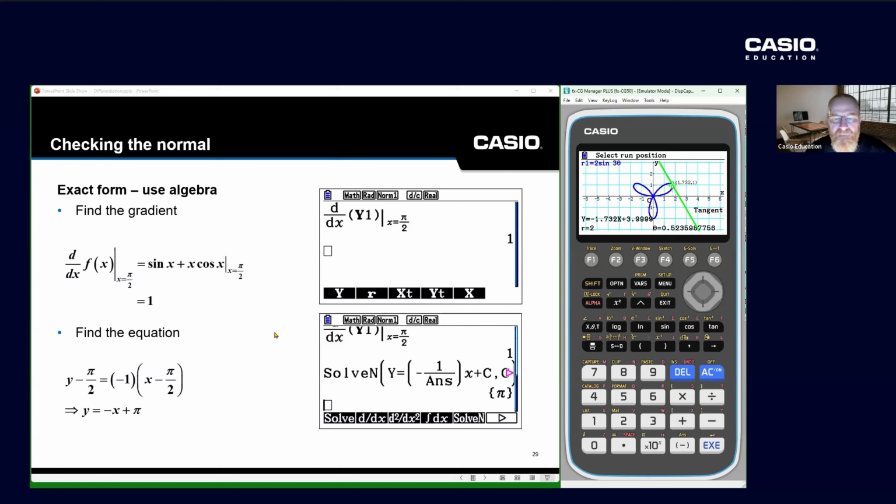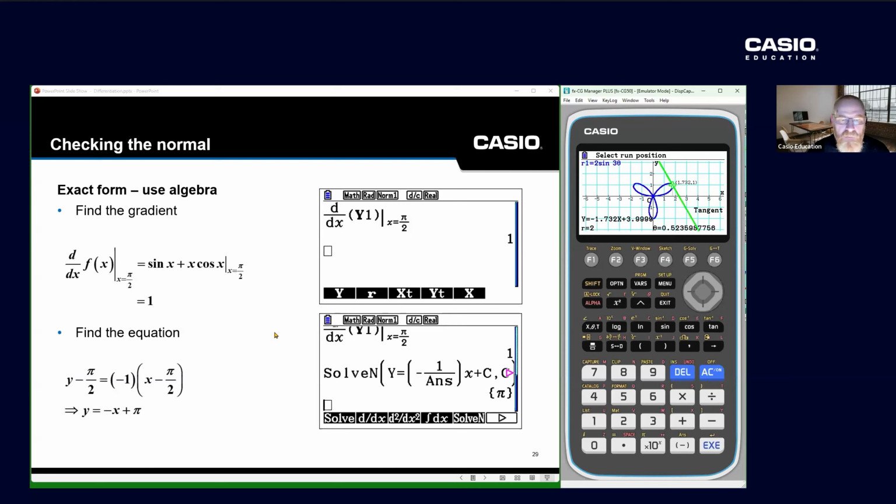Then we need to find the equation of the normal. So we can use y subtract y1 equals m multiplied by x subtract x1. Because we've got a point and a gradient, that gives us the equation y equals negative x plus pi. Okay, so that pops out quite nicely. But we can also use Solve N to try and solve y equals mx plus c.